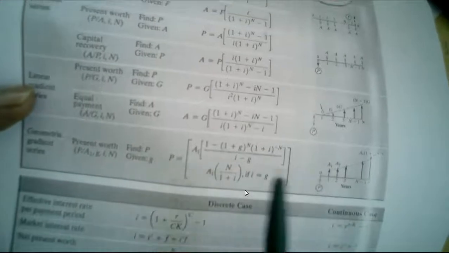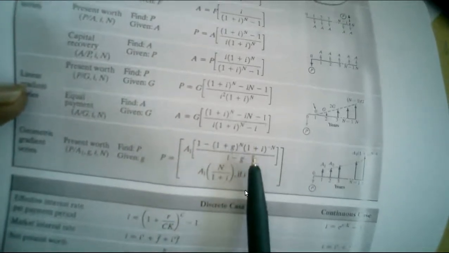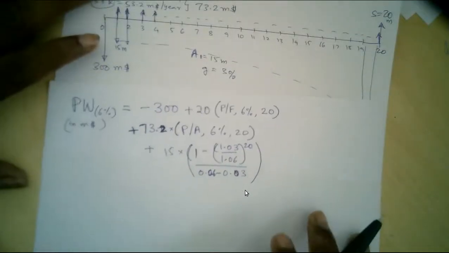So this is the formula. This exact formula is what I am using. So 1 plus g to the power of n, 1 plus i to the power of minus n. That is the same thing here. Okay, so now let us calculate.